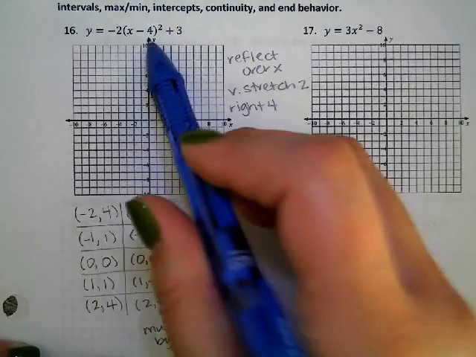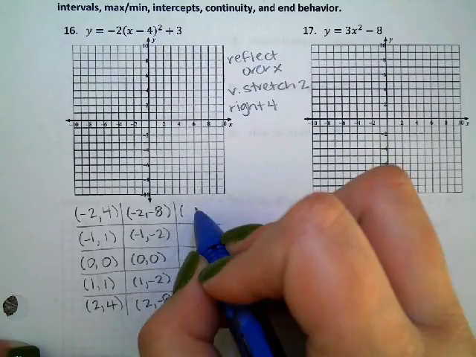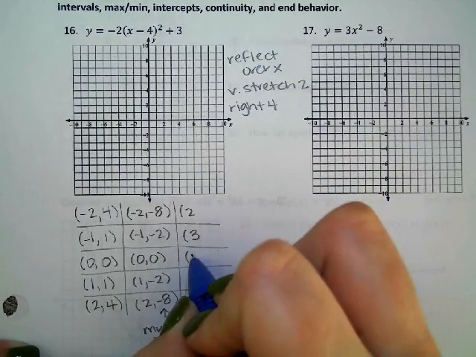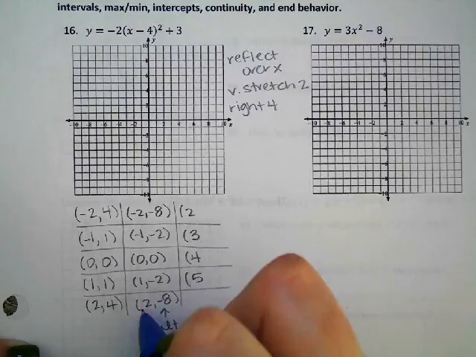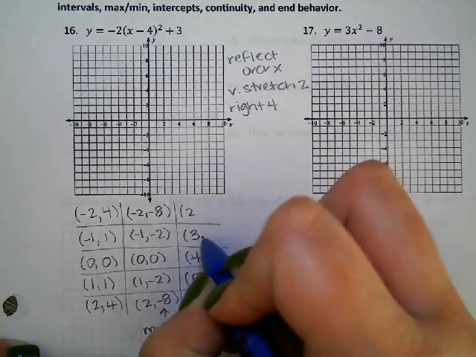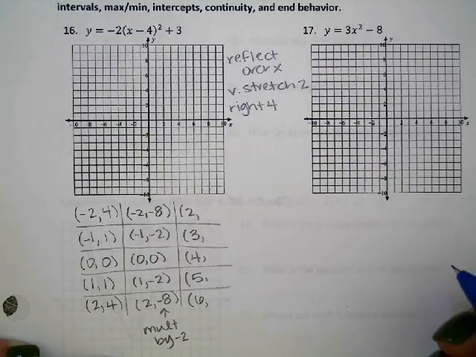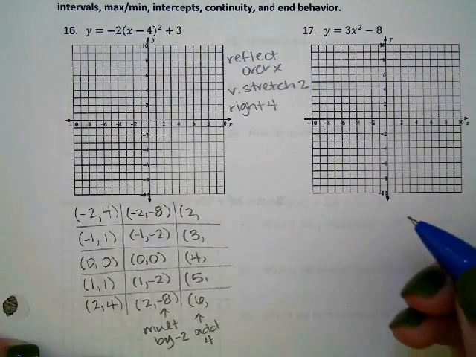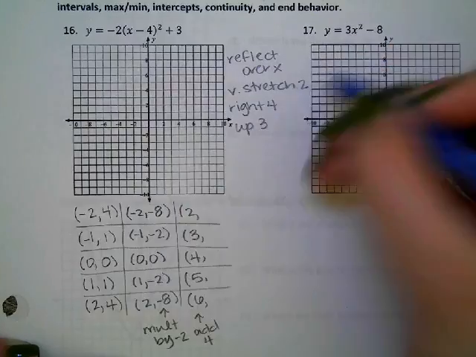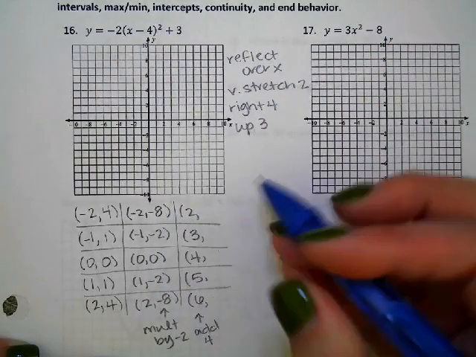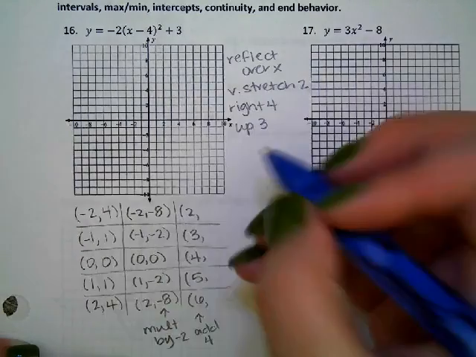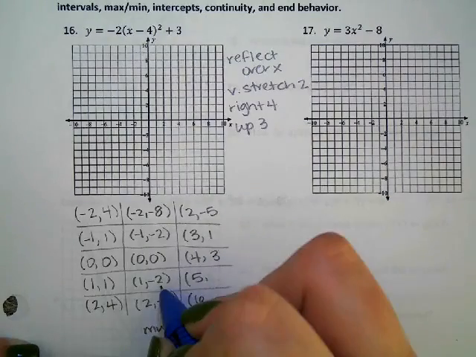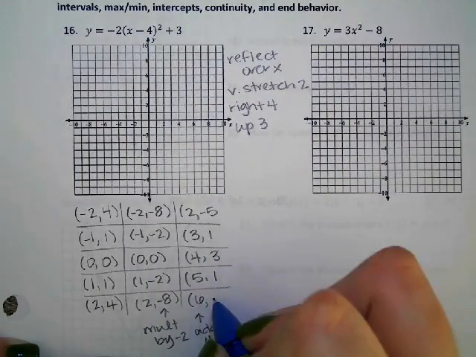So taking the points, shifting them all to the right 4, -2 plus 4 is 2, -1 plus 4 is 3, 0 plus 4 is 4, 1 plus 4 is 5, 2 plus 4 is 6. So that was doing add 4 to shift to the right 4. And then our last transformation is up 3, which we're going to do by taking the Y coordinate and adding 3. So -8 plus 3 is -5, -2 plus 3 is 1, 0 plus 3 is 3, -2 plus 3 is 1, -8 plus 3 is -5.